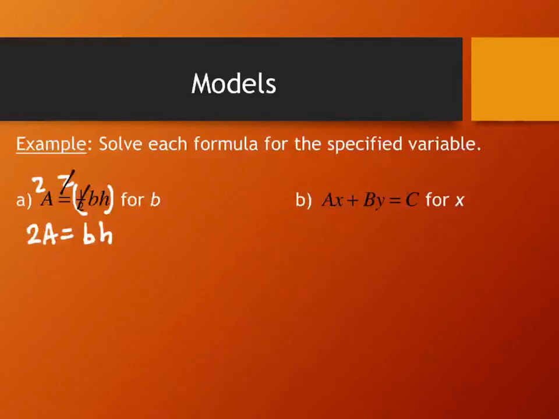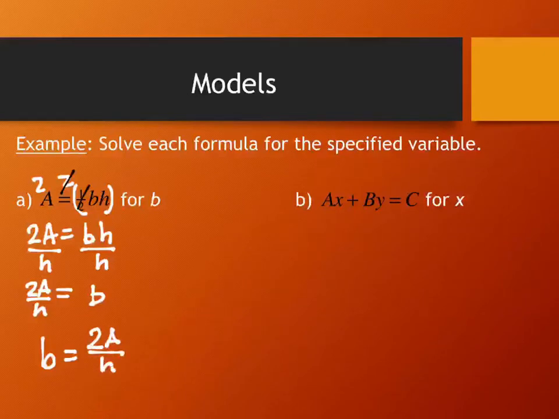And then what would I need to do to solve for b, to get b all by itself? Yeah, I would need to divide by the h. So I've got b on one side, and I have 2a over h on the other side, or if it bothers you, you can rewrite it with the b on the left and 2a over h on the right. It doesn't make any difference. But that would be the equation solved for b.